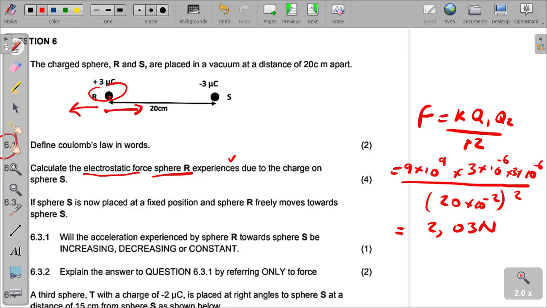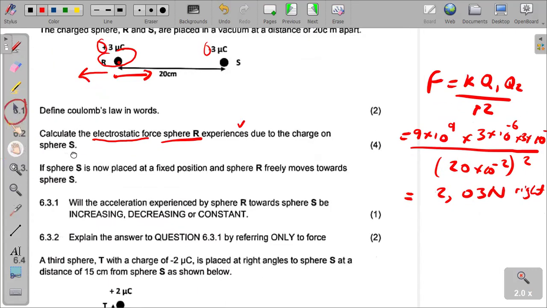So we are checking now the charges. This is positive, this is negative. So it means, therefore, R will be attracted towards S, so it will be to the right. So this is 2.03 Newton to the right. Okay, that's 6.2 there. Let's go to 6.3.